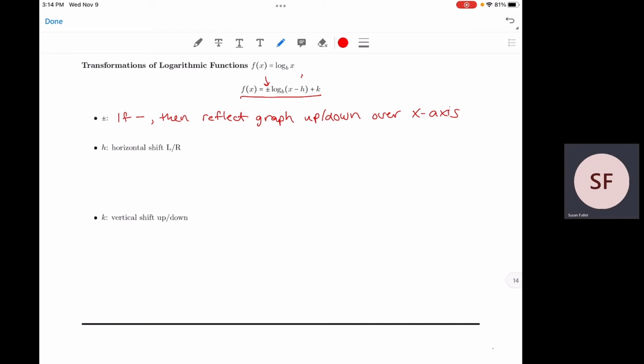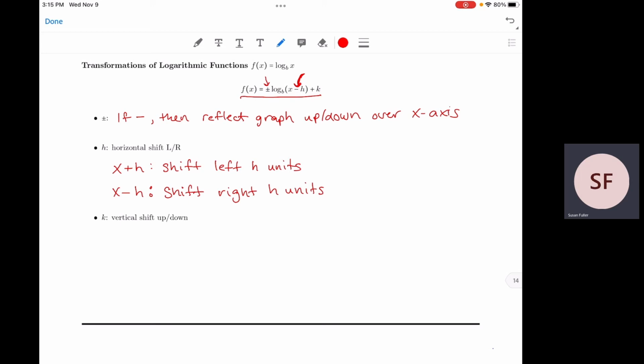The x plus h or x minus h in here, we are adding and subtracting inside our logarithm with x. That means that we are going to be shifting this left and right. That's our horizontal shifting. If you have x plus h, this is going to go the opposite way you think it will. So if there's an x plus h in there, that's going to shift you to the left by h units. And if you have an x minus h in there with your x, that's going to shift you to the right by h units.